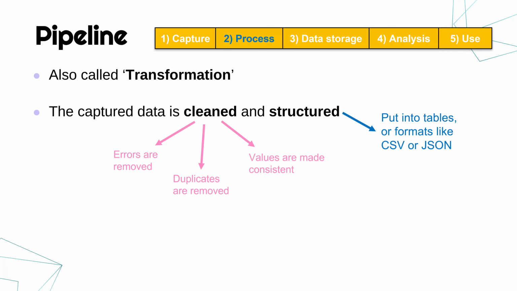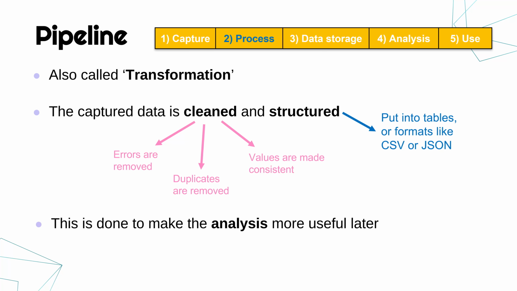And then structuring it tends to mean putting it into a table or a similar format like CSV or JSON. This makes it easier to store. And also, crucially, we do this to make the analysis more useful later. Often analysis produces unreliable results if it's working off of inconsistent data with errors in it.